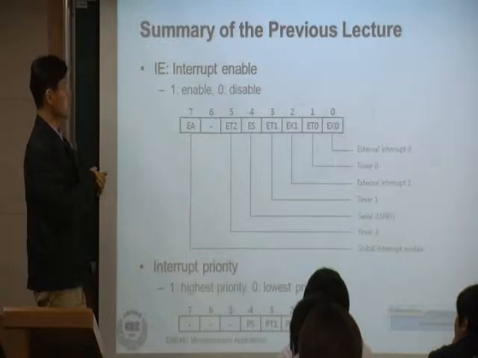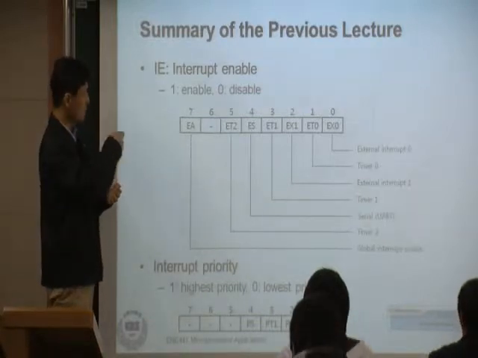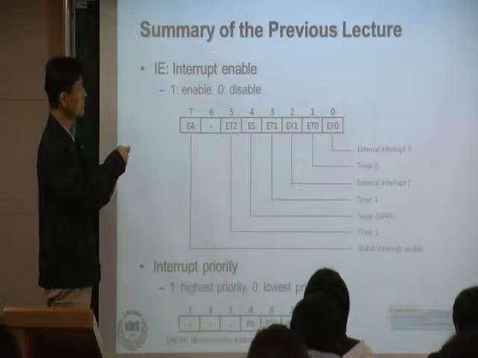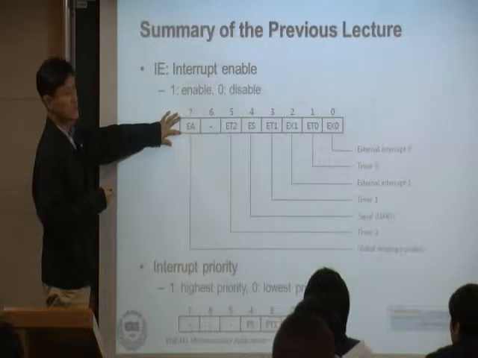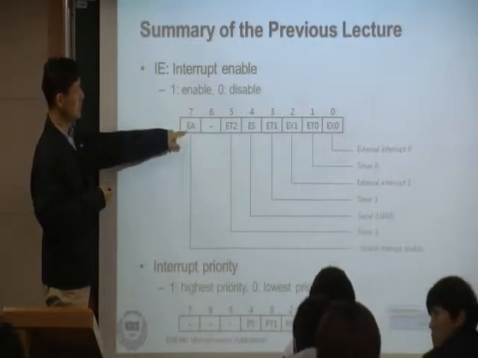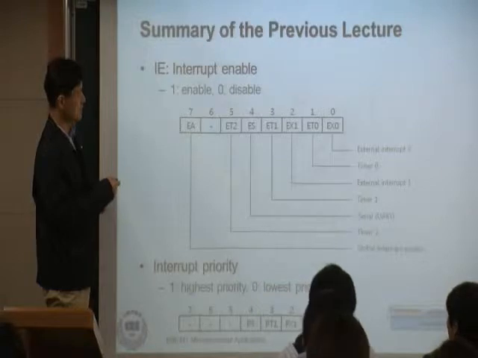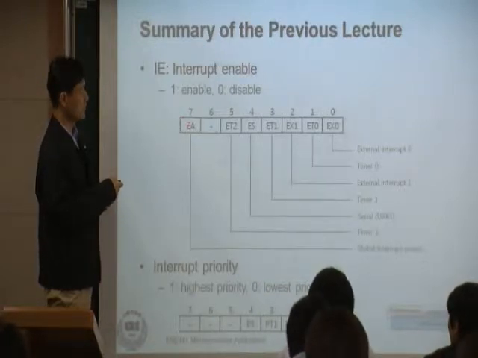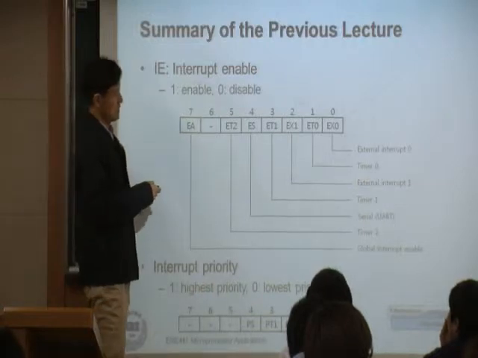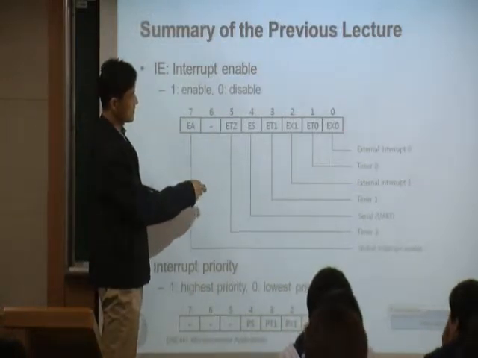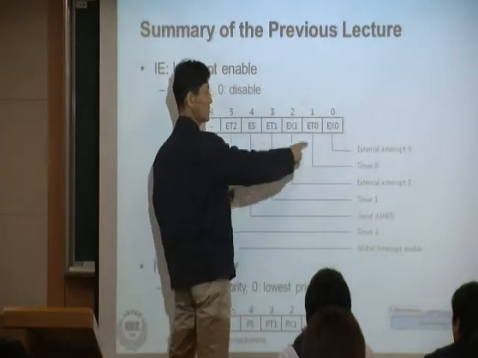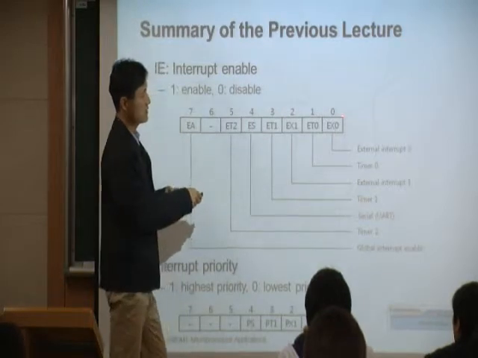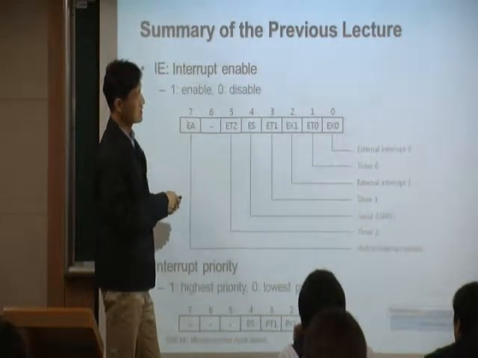These are the registers that you want to set in order to enable the interrupt. We have the interrupt enable register. It looks like this, right? The first bit, the MSB, most significant bit, is the global interrupt enable. This one is for enabling all the interrupts. And the rest, the last 5 bits, are the interrupt enable for each interrupt. For example, the last bit, the LSB, is to enable the external interrupt 0. And that's the timer 0.